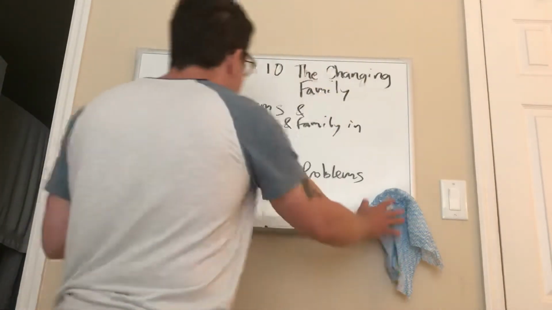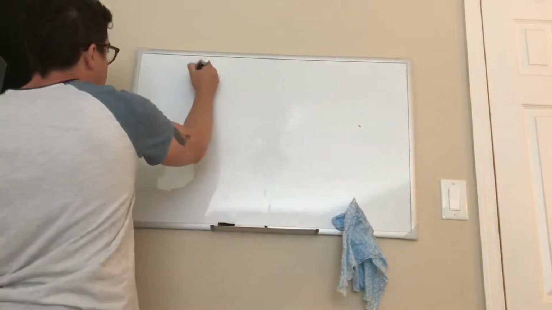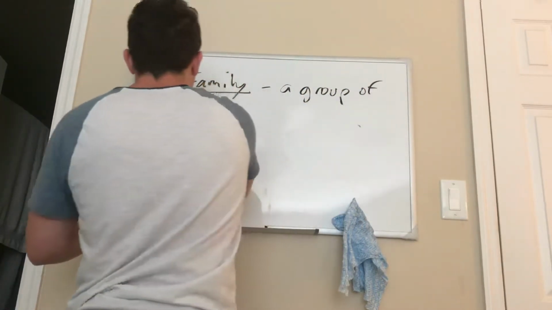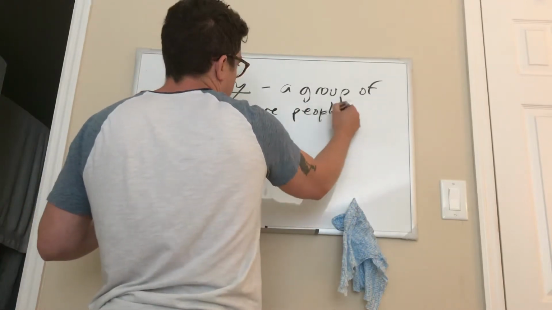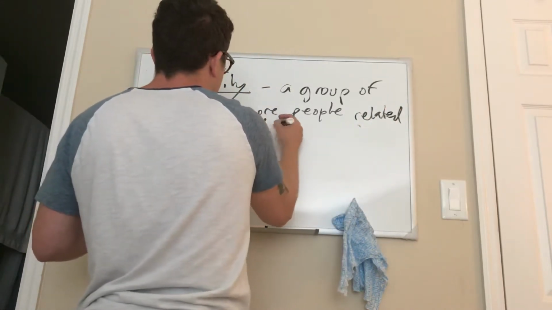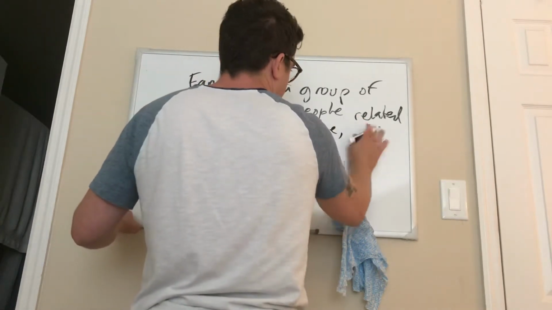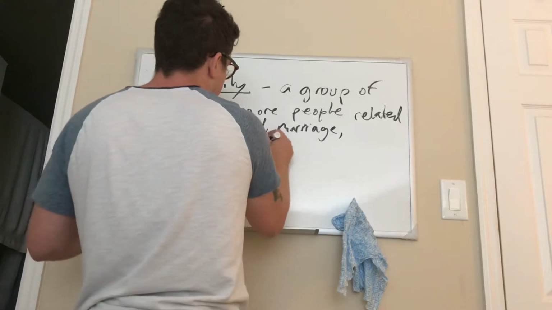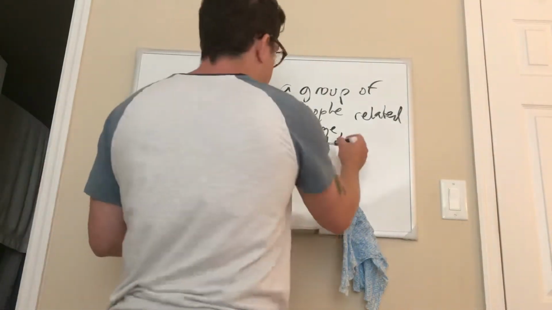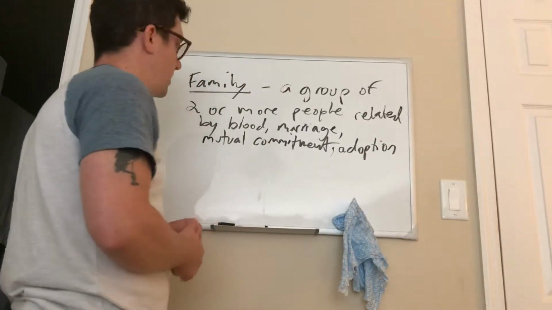Okay, so let's start with the most basic term, which is family, right? So family is a group of two or more people related somehow, related by, it could be blood, marriage, or some other kind of mutual commitment, right? Also could be adoption, right? So this could mean a lot of different things depending, and it's a pretty amorphous term.